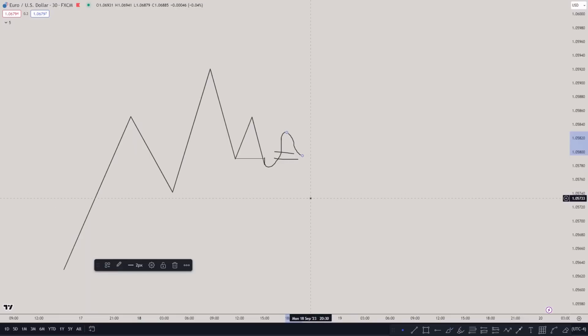Remember, I don't need a market structure shift. I don't need anything. A fair value gap is enough in this case.